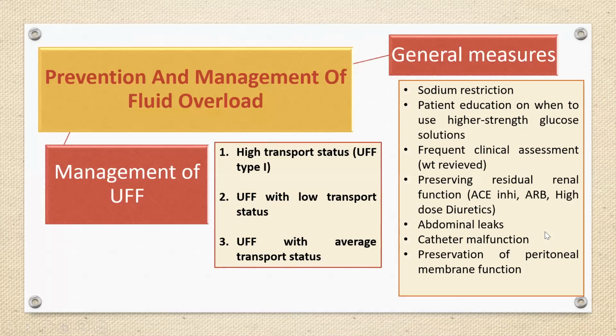So, prevention and management of the fluid overload. There are general measures to be taken, like sodium restriction, patient education on when to use higher strength glucose solution, frequent clinical assessment. We have to see the patients strictly, preserving residual renal function by ACE inhibitor, ARB, or high dose diuretics. Have to correct the abdominal leaks and catheter malfunction, preserve the peritoneal membrane function, and manage the ultrafiltration failure in type 1, type 2, and type 3.